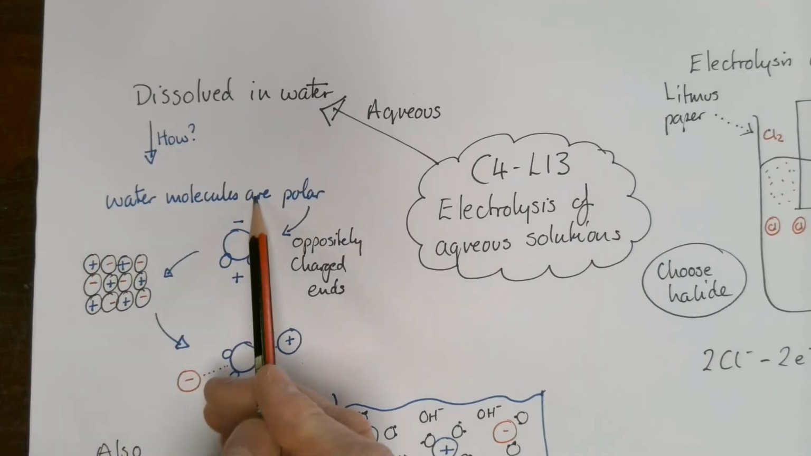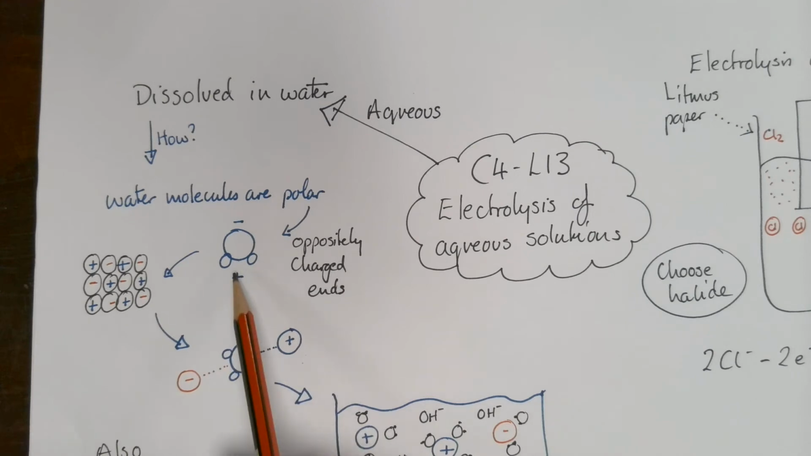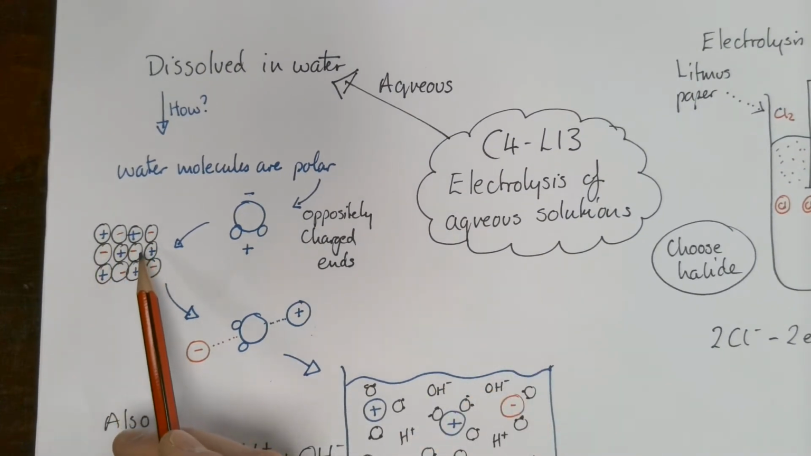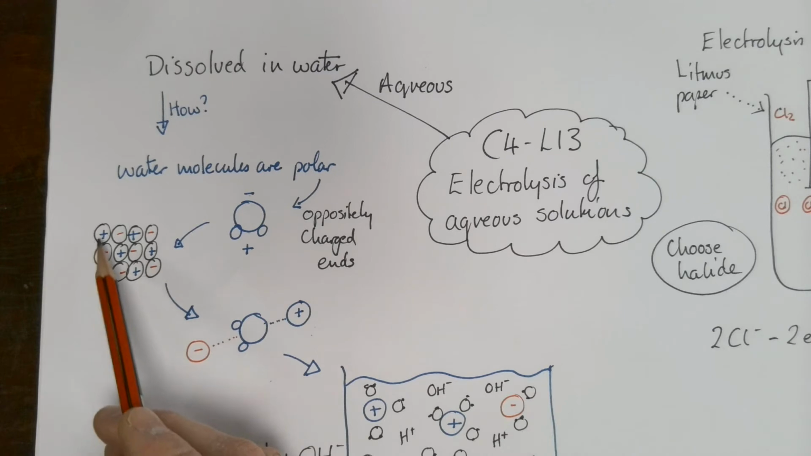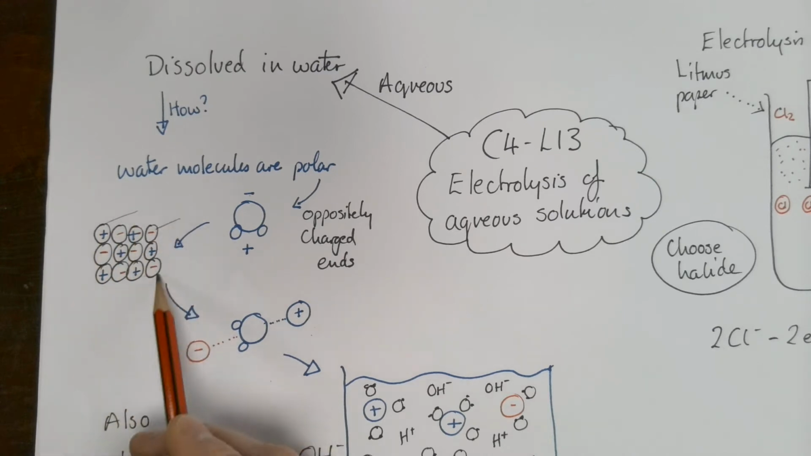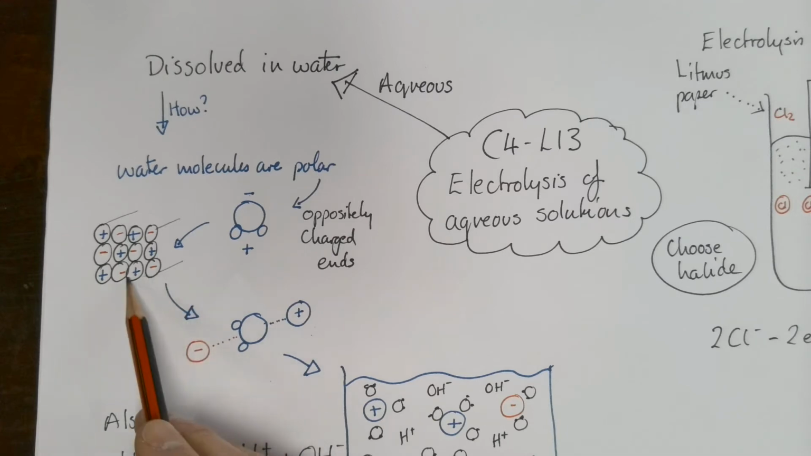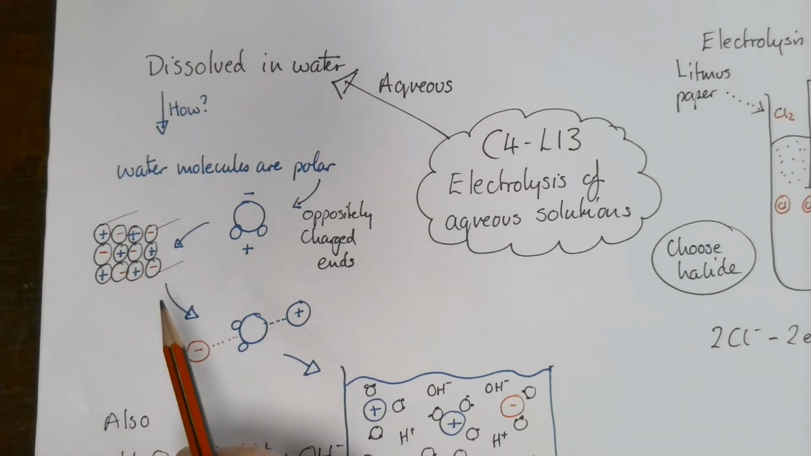Well, water molecules are what we call polar. It means that they have a slightly negative end to them and a slightly positive end to them. And because of this, when we place something like salt, table salt, sodium chloride, which has a giant ionic lattice structure, into water, the water molecules pull away the positive and negative ions.